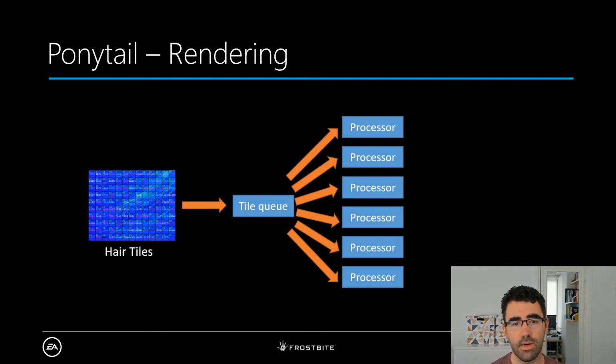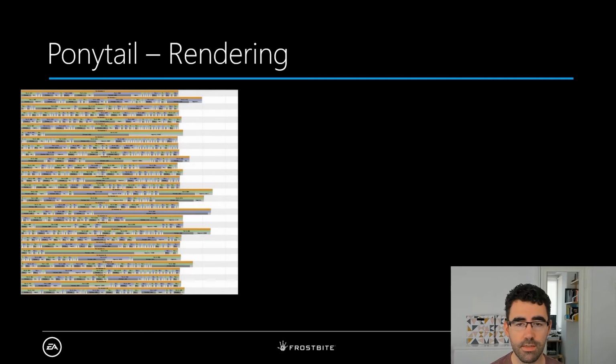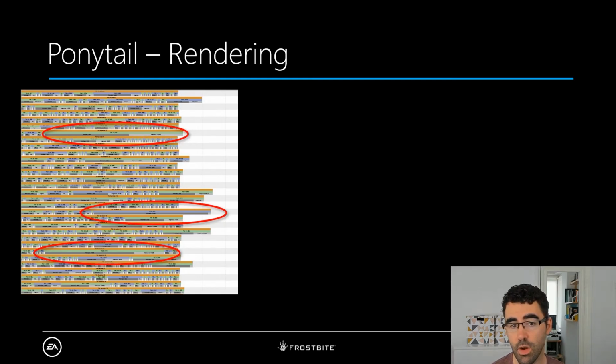So we looked at our debug data, and we saw this. Some tiles were taking a lot longer to process than others. If a tile contained many segments, it took longer, which is logical. But if one or two of these very expensive tiles happened to end up at the end of the queue, we ended up with just a couple of busy processors while the rest of the GPU sat idle, having nothing to do. A simple fix helped a lot.